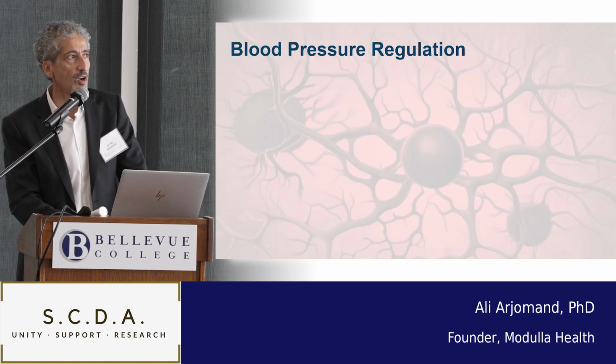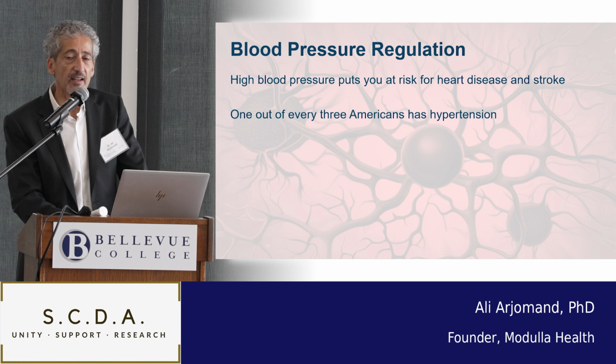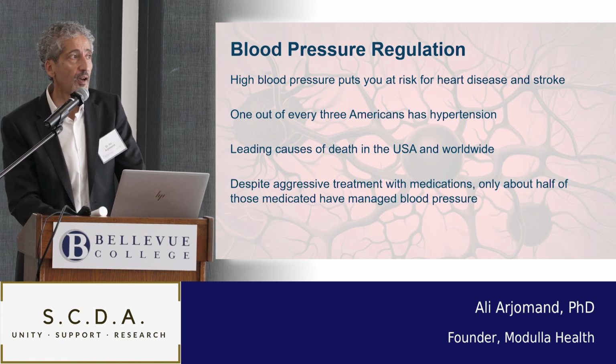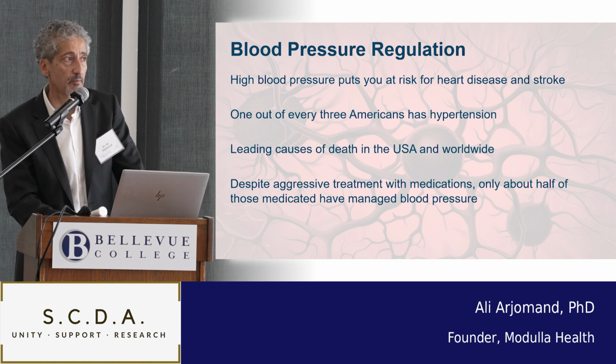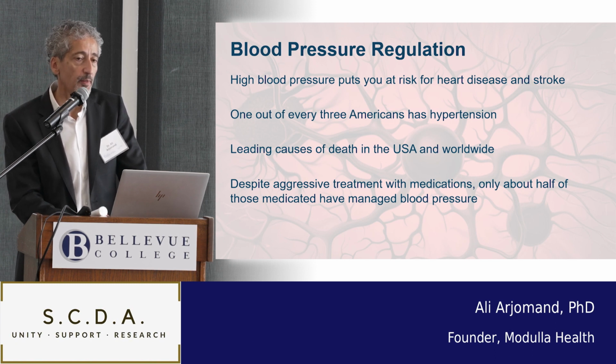So what do we know about nitric oxide? Nitric oxide is a gas that is produced in the body that regulates blood pressure. It's produced in the veins, in the blood vessels, to manage blood pressure. Now, 1 out of every 3 Americans is already dealing with hypertension, high blood pressure. It's the leading cause of death in the US and worldwide. And despite aggressive treatment with medications, only about half of those medicated really benefit from the treatments. So their blood pressure management is really off kilter, even with medication.